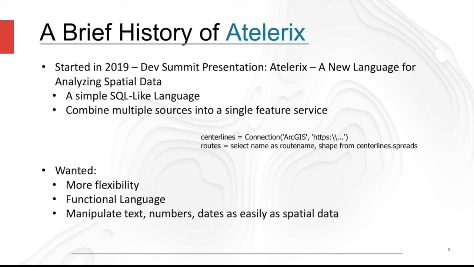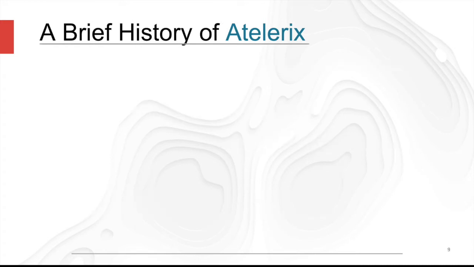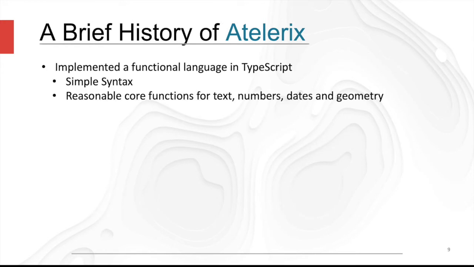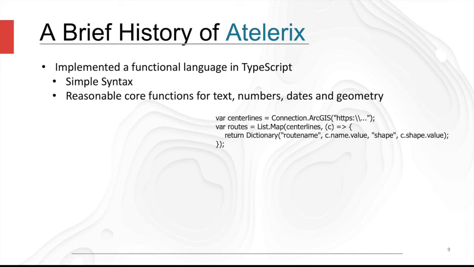But I wanted something that was a bit more flexible. I wanted something that looked a little bit more like a functional language and less like SQL. And I wanted something that I could easily manipulate text and numbers and dates as well as spatial data. And so that's what led us to build a functional language, and we implemented it in TypeScript at first. It had a very simple syntax and a reasonable set of core functions for text, strings, numbers, dates, and geometry. So the same code that we saw before where we're looking at a SQL statement now looks like this. It takes a little bit more code to write it, but it's a little bit more comfortable and it lets us do more functional type things.